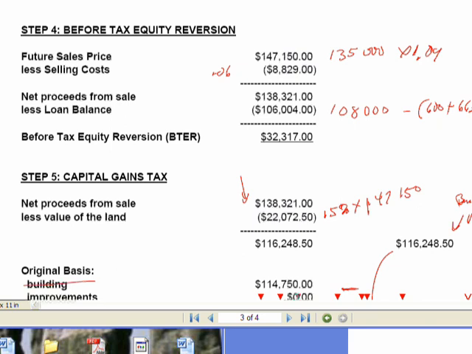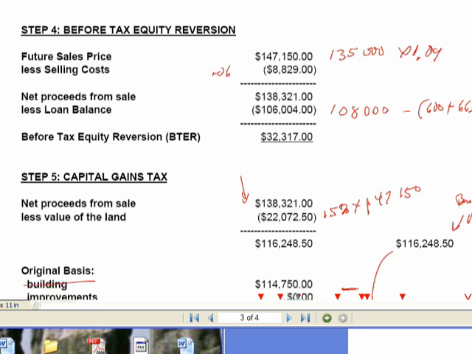But investors are also interested in potential appreciation. Okay, the property value going up over time, in return from the property appreciation. So steps 4 and 5, we're going to get to the after-tax equity reversion, or what's in the investor's pocket from the sale of the property. Well, step 4, we're going to start out with the before-tax equity reversion.